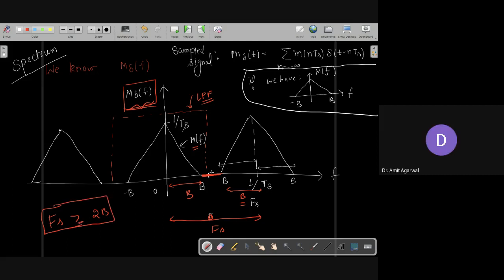Otherwise, there will be overlapping and there will be aliasing. Just is a term, just remember.